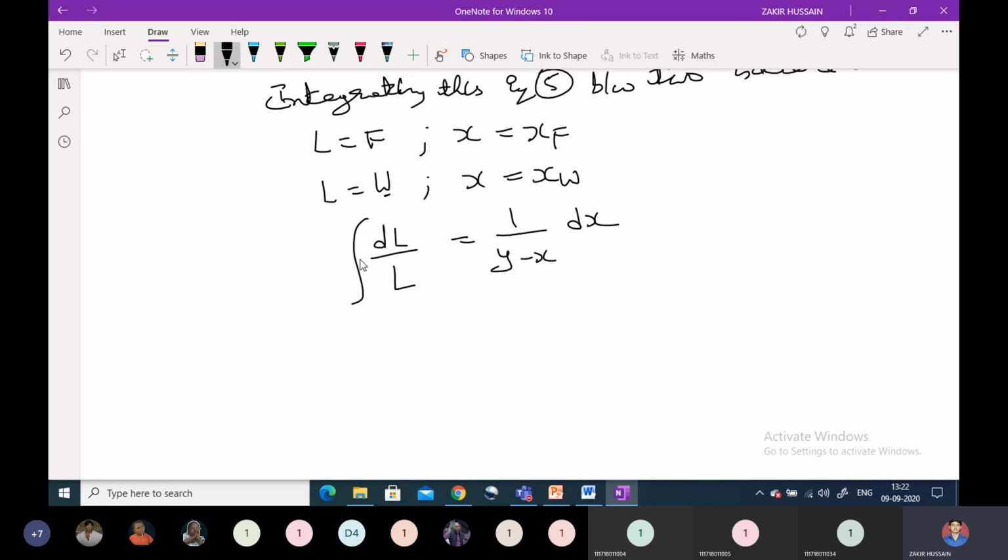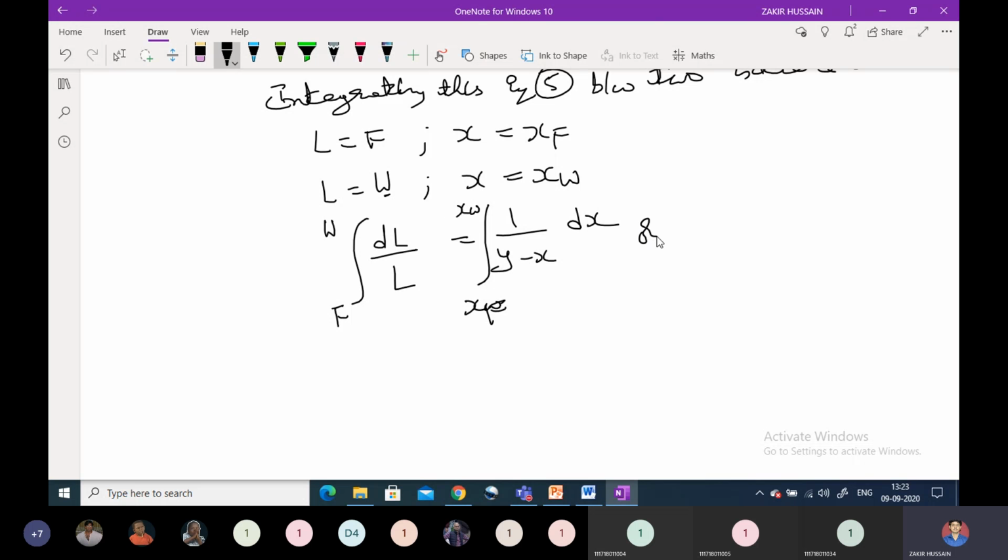So our limits will be, any limits we can take, for example F to W. Then these limits will be xF to xW, because when L is equal to F, x is equal to xF, and when L is equal to W, x is equal to xW.